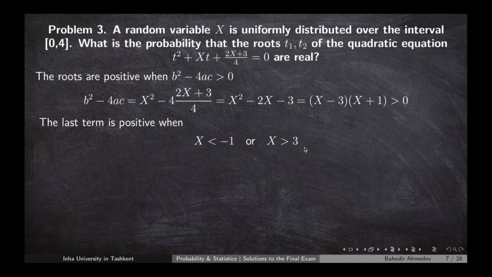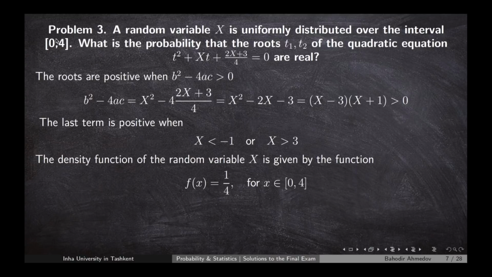We can find a density function by finding the length of the interval, which is going to be 4, and finding its reciprocal. So the density function of this random variable is going to be equal to 1 over 4 if x is between 0 and 4, and 0 otherwise. So the probability that x is less than minus 1, which is not in this interval, is going to be equal to 0.